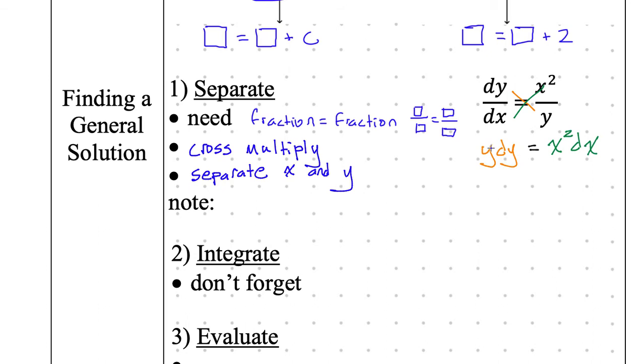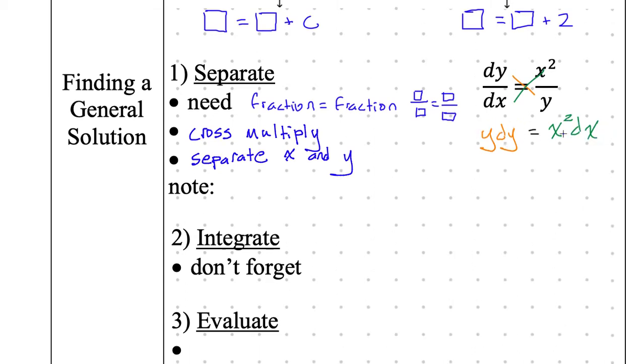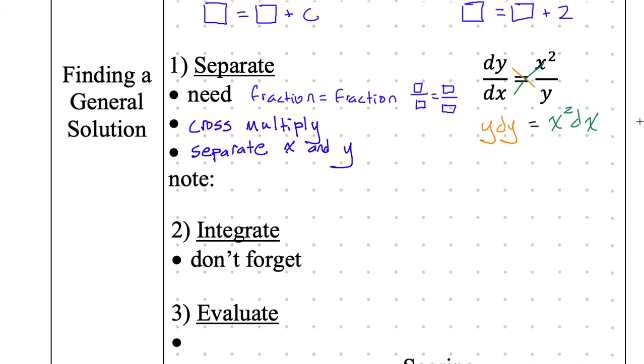Sometimes you'll see an x dy, and you have to divide both sides by x. Make sure this is a dy, that's a y, that's an x, that's a dx. The x's are on the right, the y's are on the left. This is maybe a bad example because I didn't have to do anything, but you'll see it in another one.